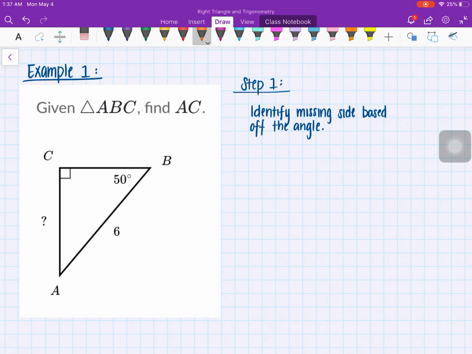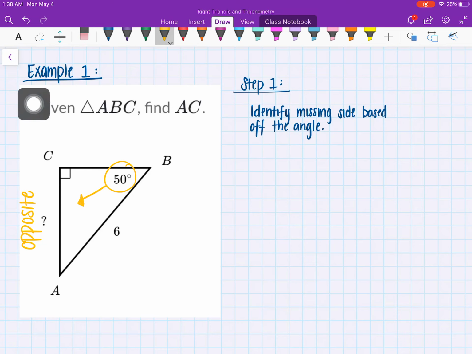So first thing we're given here is a certain angle. In this case, this is angle 50. And we want to see what side is opposite to that. So if I were to check the side opposite to angle B, we have the side AC as the opposite. So I can label this here. I'll write opposite, because this is the side opposite to our given angle.